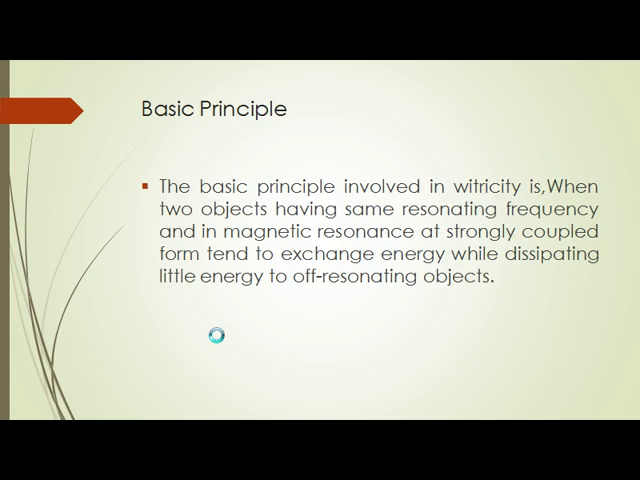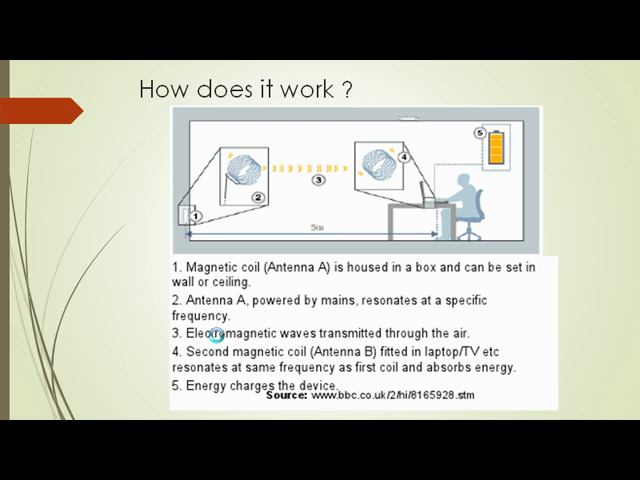So the basic principle on which the Witricity concept is implemented is that when two objects are having the same resonant frequency and are also in a very strong magnetic field, magnetic resonance, they have the capacity of transmitting the electricity from one point to another, from one coil to another coil, while losing some with the off-resonating objects. So by using this principle, we can achieve the concept of Witricity. And this is the simple thing of how it works.